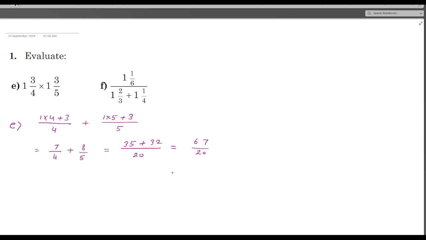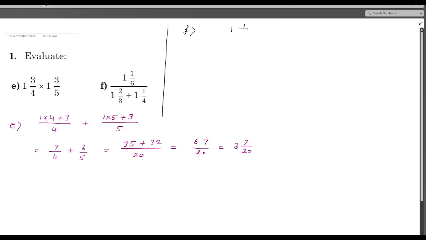So here your answer will be, 20 times 3 is 60, so 3, 7 is remainder. So 7 divided by 20. So 3 and 7 divided by 20 is the answer for this product E. Okay, now F, let us do F here.